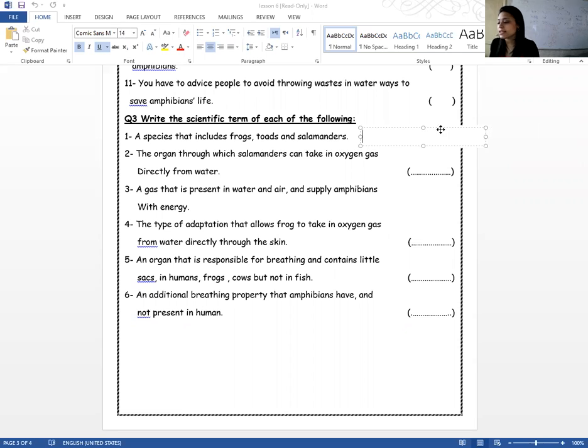Species that include frog, toad, and salamanders, they are amphibians. The organ through which a salamander can take in oxygen gas directly from water is gas that is present in water and the air and supplies amphibians with energy. Oxygen gas.